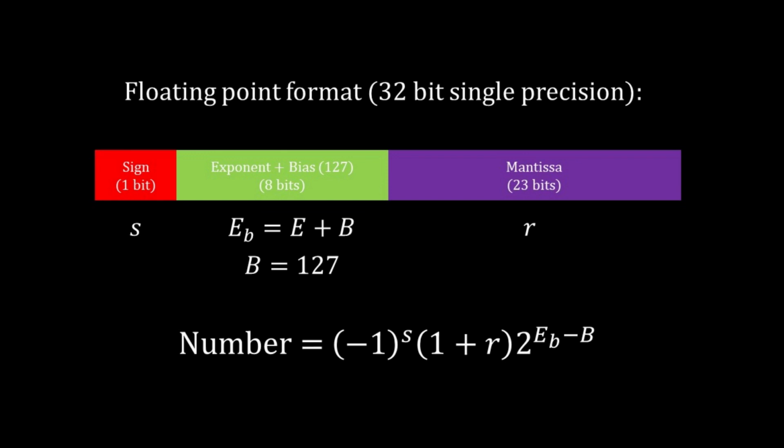Next, we multiply by 1 plus r, which represents the string of bits we saw before. Remember, we always have a 1 at the beginning of the string of bits, so this string of bits can be represented as 1 plus 0 point the string of bits in the mantissa, and we write this as little r, which is a number between 0 and 1. Finally, 2 to the power of the biased exponent minus the bias, which is the original exponent.